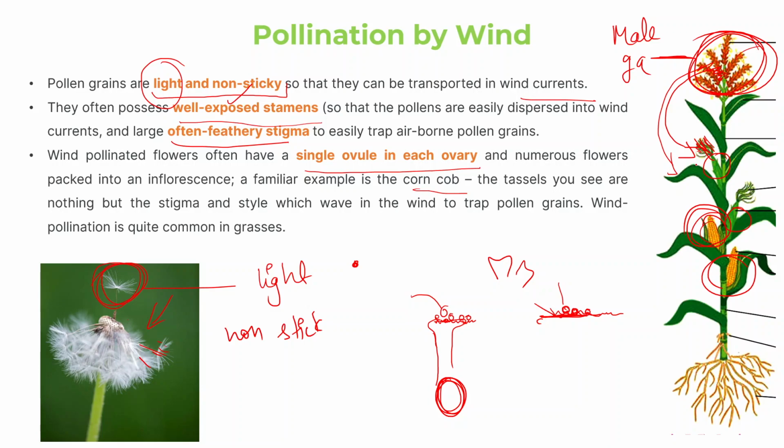These are nothing but the stigma and style which wave in the wind to trap pollen grains. So this tassel thing is to what? To trap pollen grains. Okay, which wave in the wind to trap pollen grains. And wind pollination is quite common in grasses. So this is the pollination by wind.